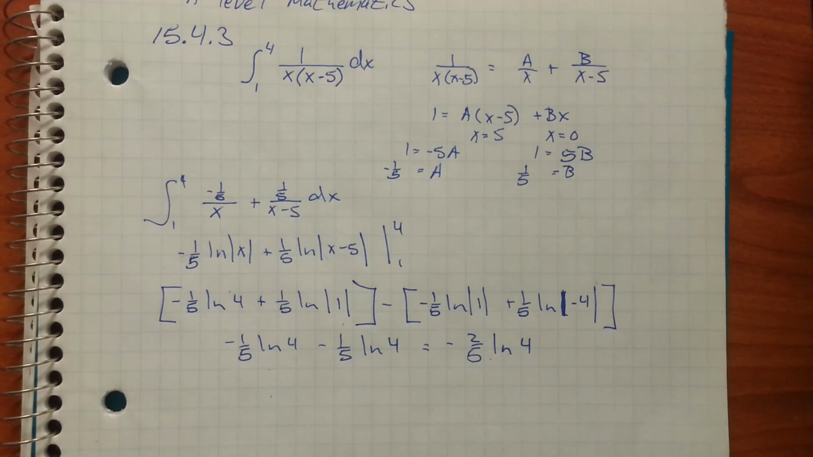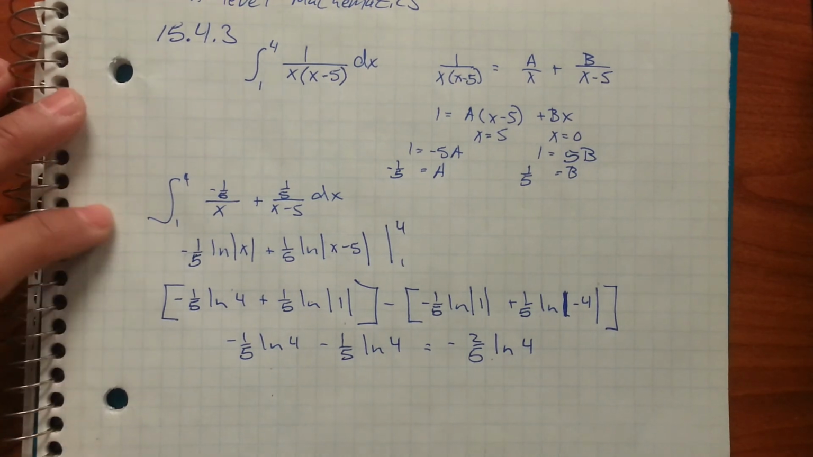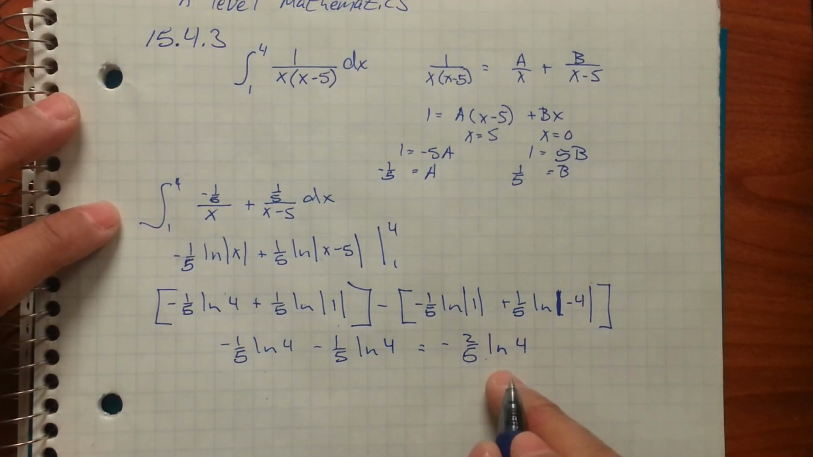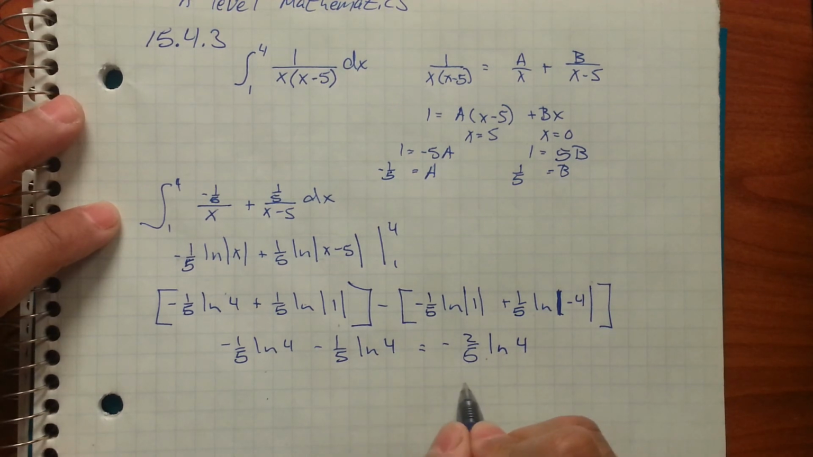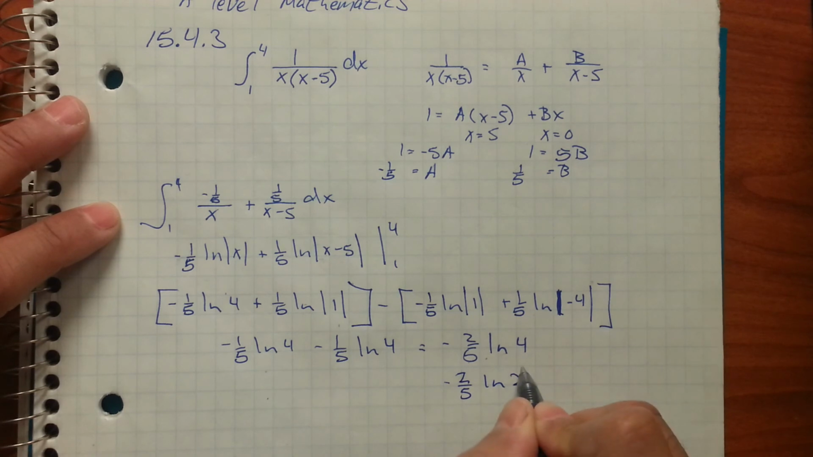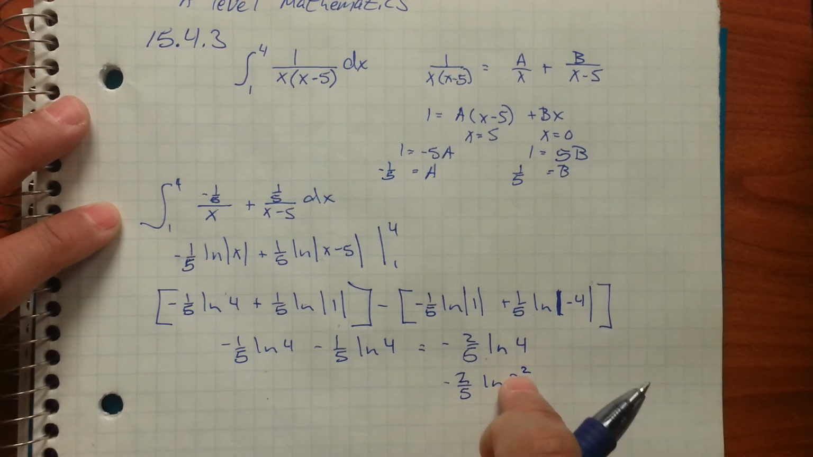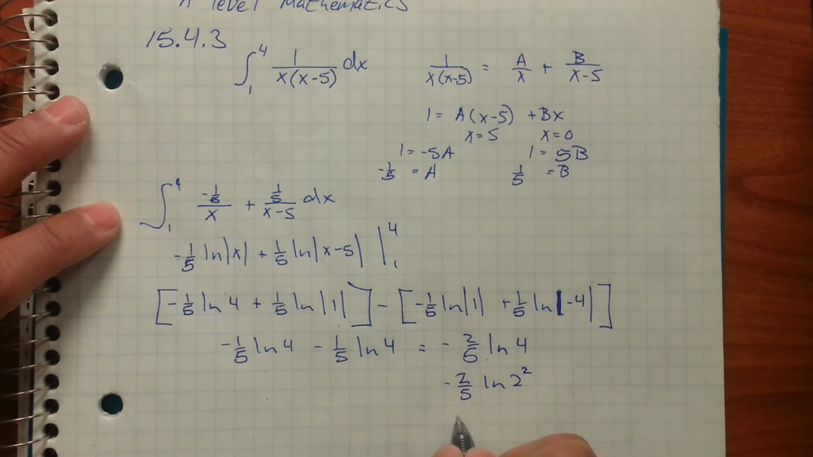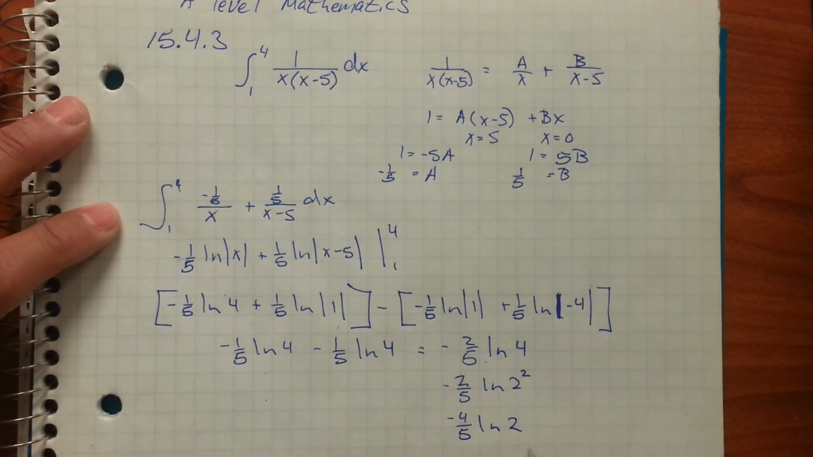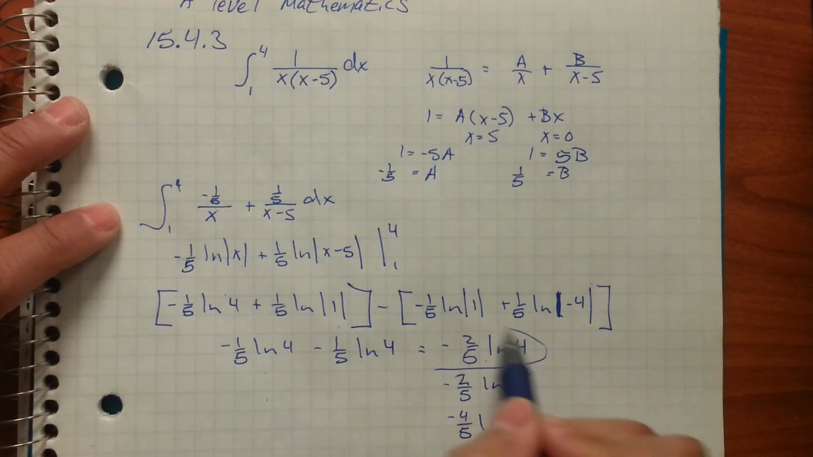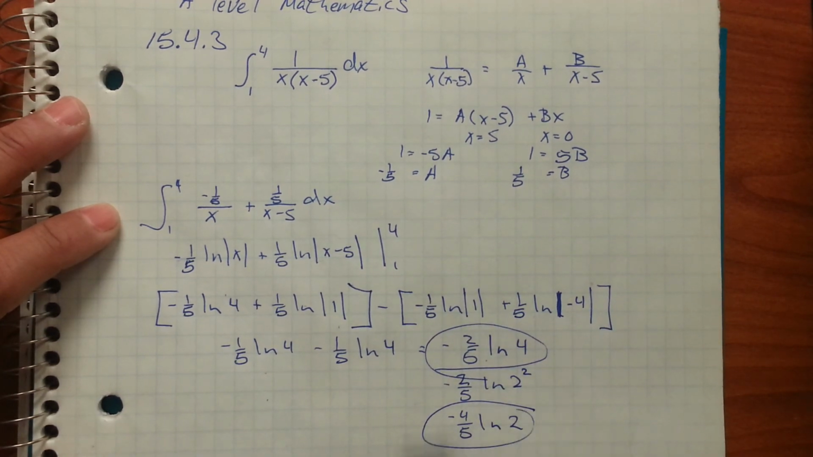Like I said, another way of rewriting this would be negative 2/5 ln of 2 squared. And then the exponent could always go out in front of the ln. If it's going out front, it's multiplying by that 2/5. So negative 4/5 ln of 2 would be the exact same answer. So either answer is acceptable.